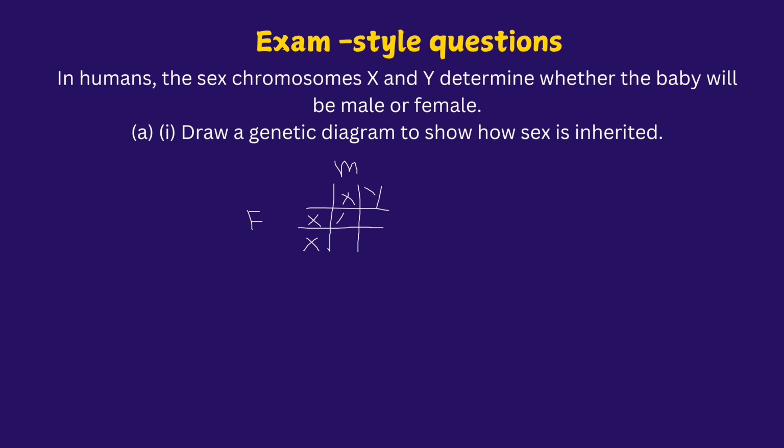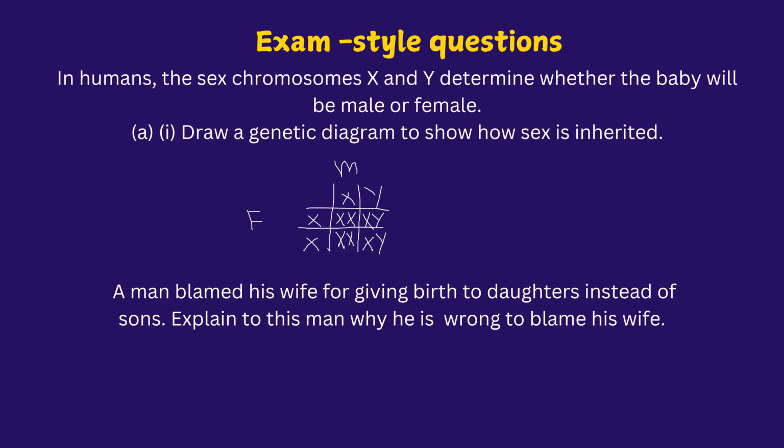And then we fill in the genotype for the offspring. So that would be XX. This is also XX. And this will be XY. And this is also XY. And that's a good 2 marks. Next question. A man blamed his wife for giving birth to daughters instead of sons. Explain to this man why he is wrong to blame his wife.